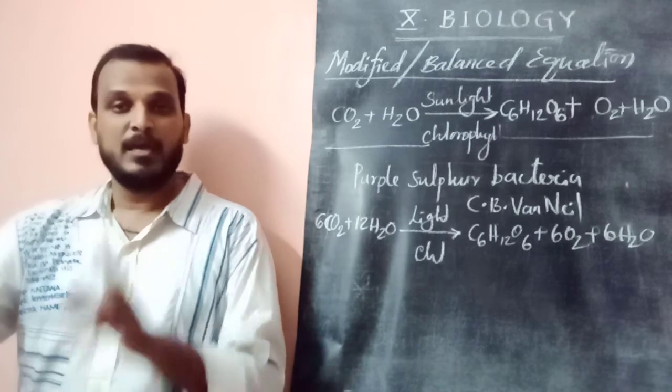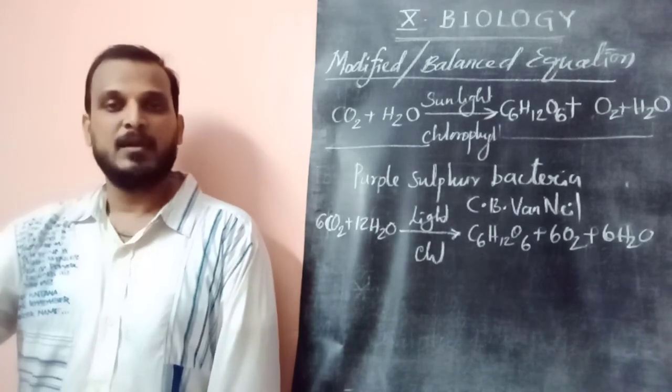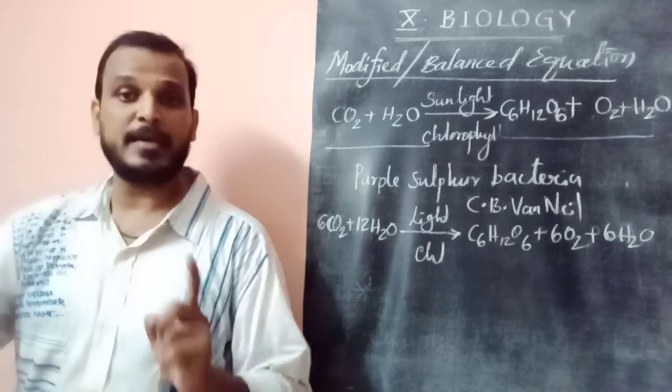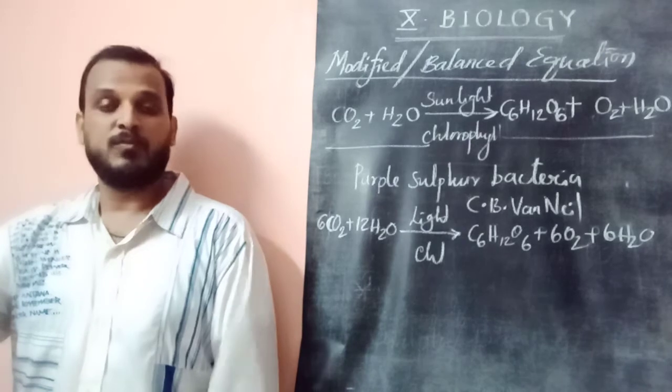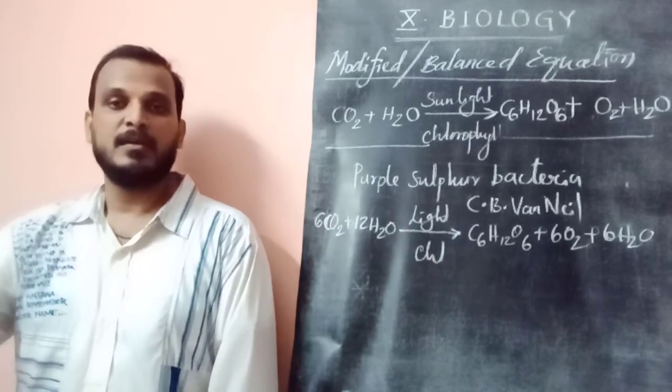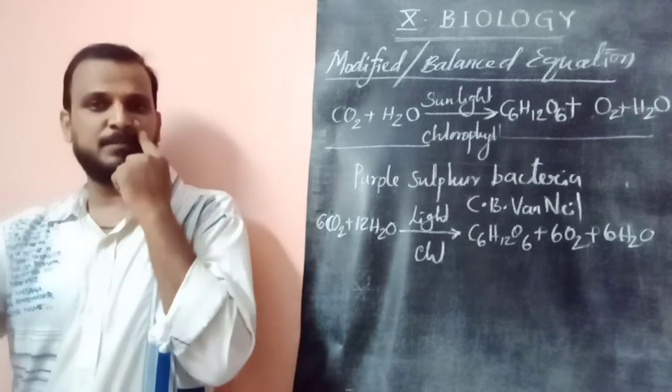Understand, dear children? So two questions related to experiment materials here, dear children. What is the experiment material of Van Helmont? What you studied previously? Willow plant. So what is the experiment material of C.B. Van Niel? Purple sulfur bacteria. What is this purple sulfur bacteria?